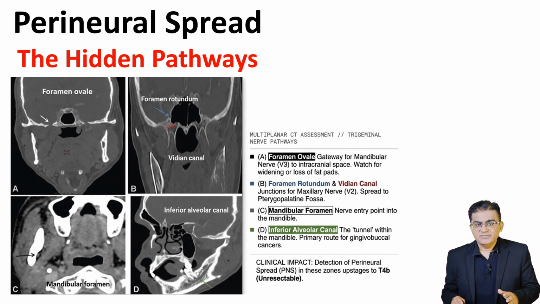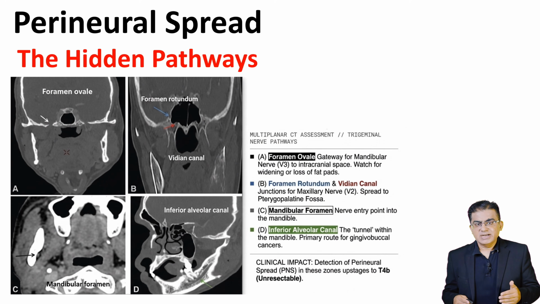Let us bring it all together with the final slide on perineural invasion. This perfectly maps out what I call the hidden pathways based on the Mahajan 23 imaging guidelines. We spend so much time obsessing over the primary mucosal tumor, but you have to understand that these normal bony canals and foramen act as a direct high-speed conduit for perineural spread. If you don't actively trace these highways on your multi-planar scan, you are going to miss advanced disease. Let us start from the bottom up.